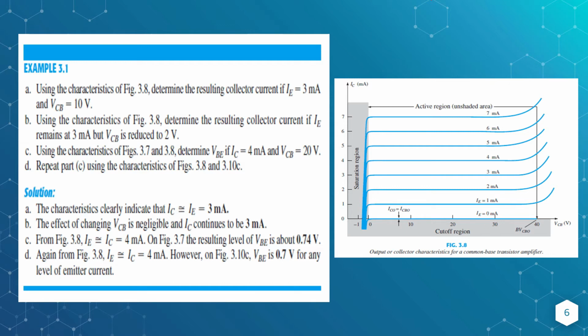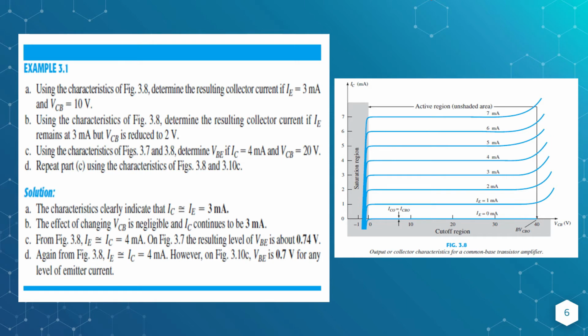C: using the characteristics of Figures 3.7 and 3.8, determine VBE if IC is equal to 4 mA and VCB is equal to 12 volts. D: repeat part C using the characteristics of Figures 3.8 and 3.10.